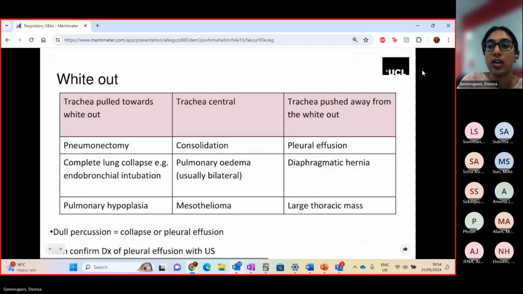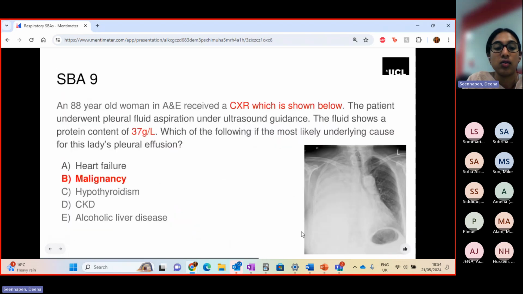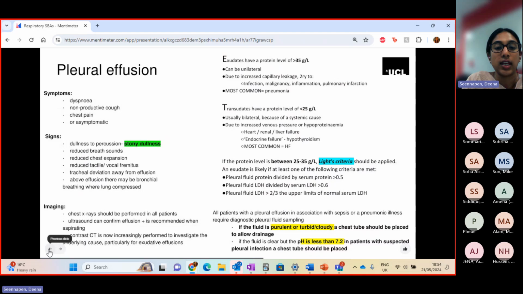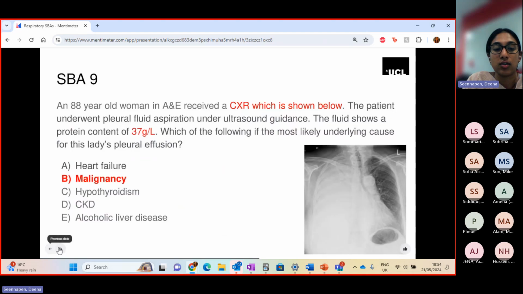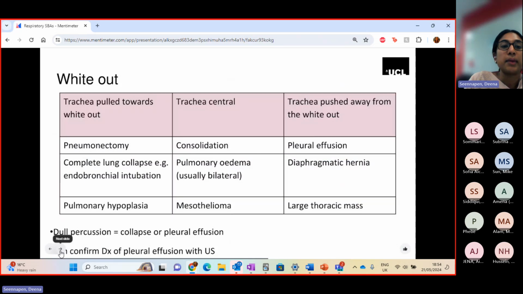So another really helpful little table from the textbook here is about x-rays. Whenever you see a whiteout lung, like this picture where the whole one side is white, there are a few things you're thinking about, mainly where the trachea is. So if we look back to this x-ray, we can see that the whiteout is on the right-hand side and the trachea is being pushed away from the whiteout. So that makes us think about the right side of this table, pleural effusion being quite high up on there. Large thoracic mass, you would most likely see some kind of shadowing of it. And then the diaphragmatic hernia as well, you might see it above the diaphragm.